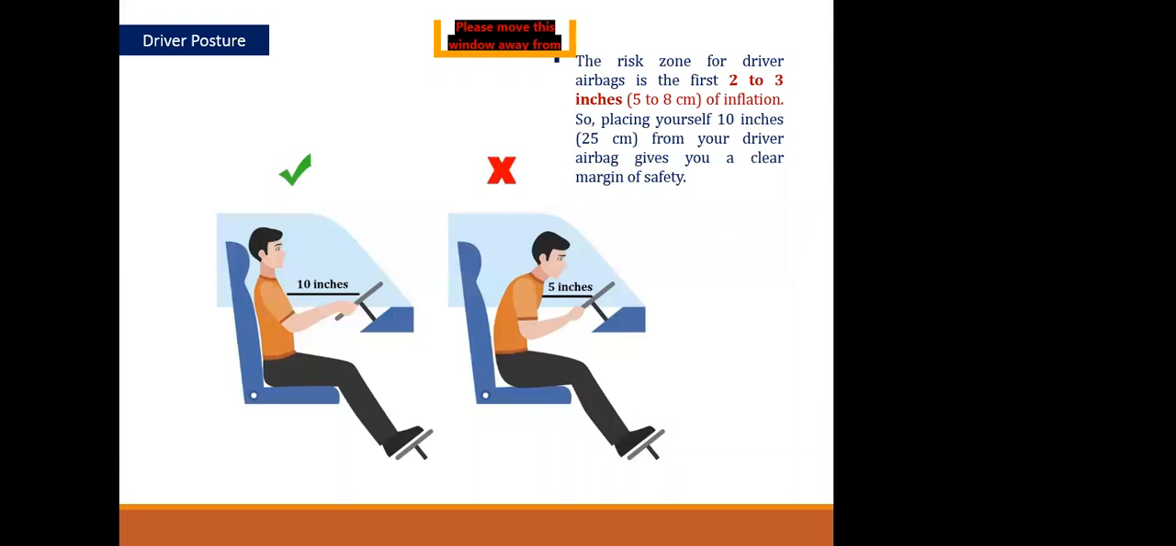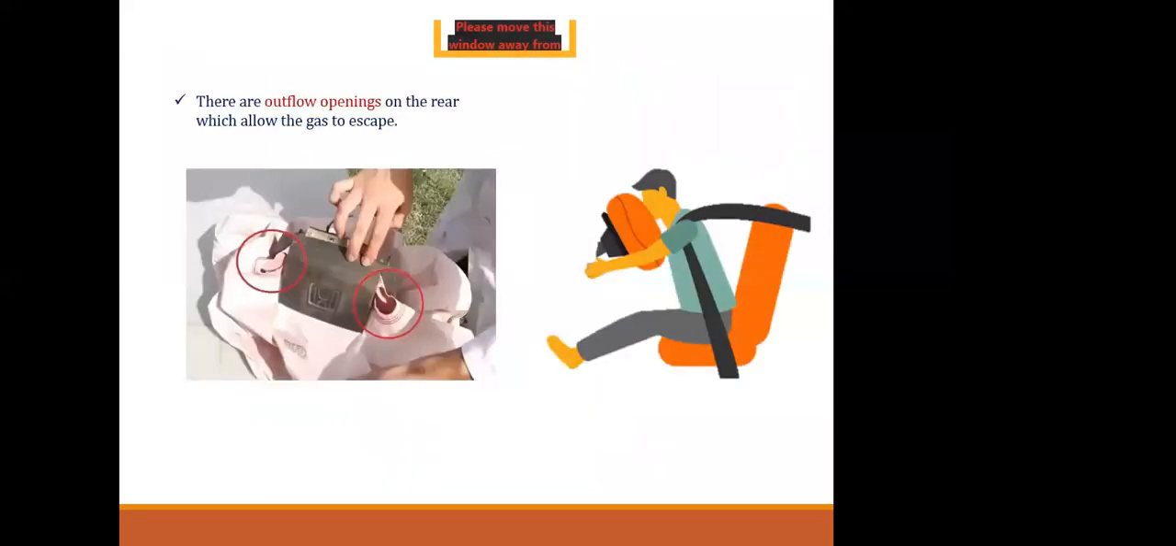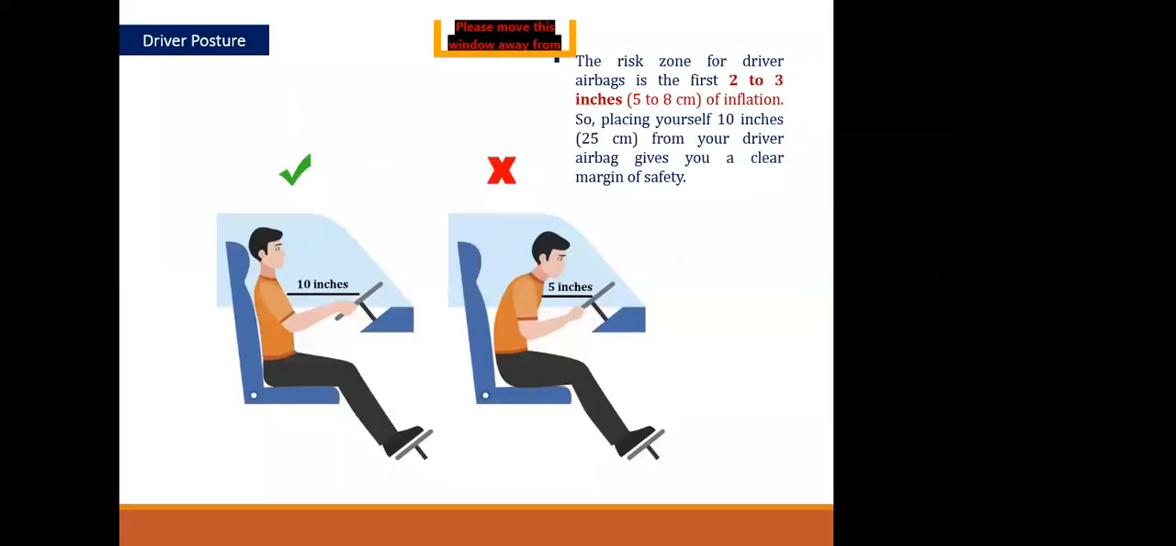The nitrogen gas, after inflating the airbag, will stay there, so this will produce more impact on the body. What will happen? The airbag is designed to inflate in this way: as soon as the nitrogen gas enters the bag, it will inflate. And because of the outflow opening, some of the nitrogen gas will escape out of the bag. So what will happen now?